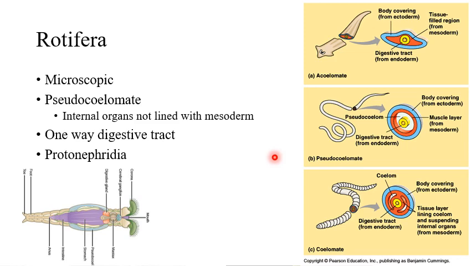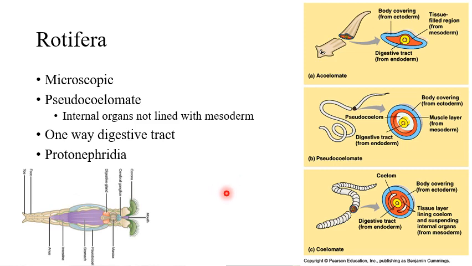It's a fluid-filled cavity on the inside, which serves as a kind of hydroskeleton, which helps it preserve its shape. The big thing with Rotifera is that it has a one-way digestive tract, which means it has a separated mouth and a separated anus, so you can see all the food moves in one direction.